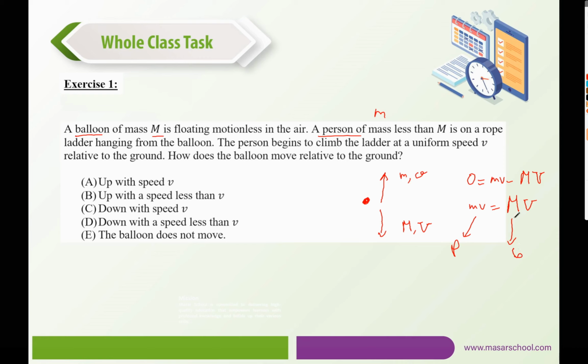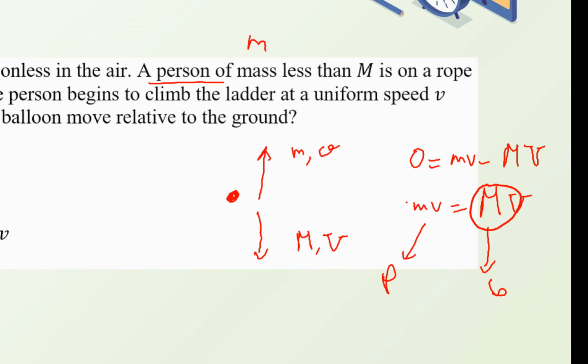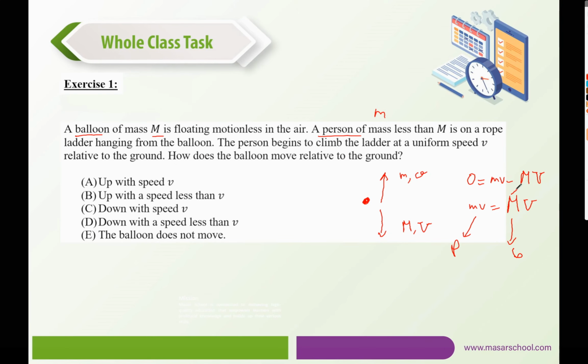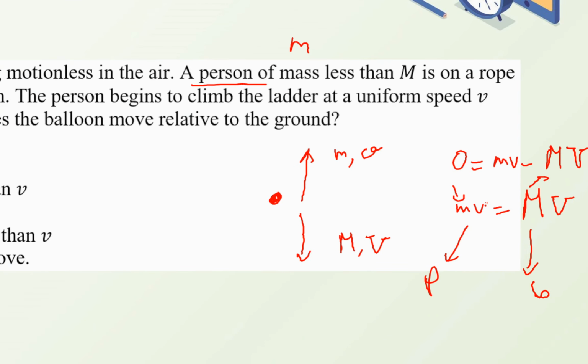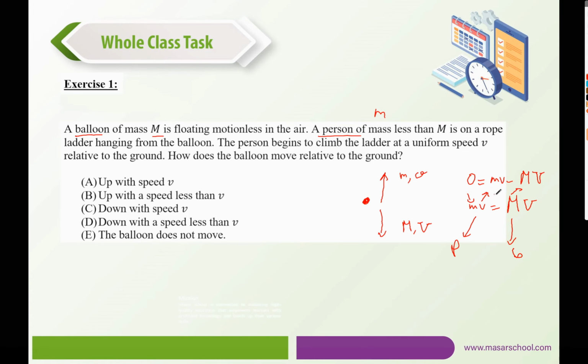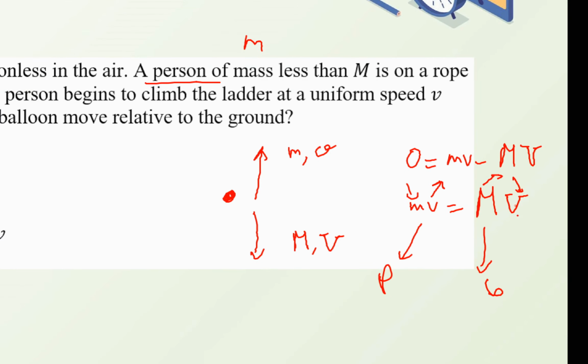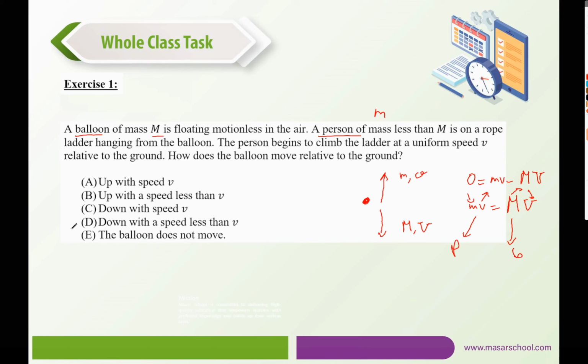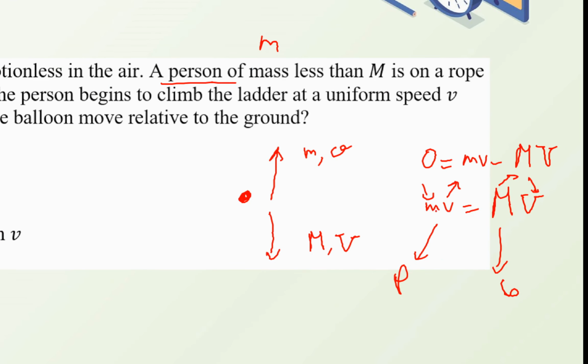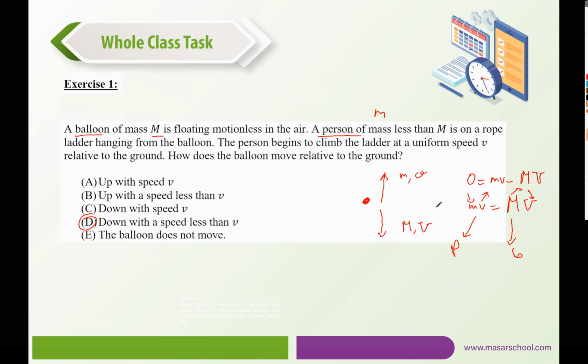In order for this equality to hold, if the mass capital M is greater than the small m, so this is big and this is small, which means that the small mass has a big speed, and the big mass should have a small velocity in order for the product to be conserved, which means that the balloon will move downward with a speed less than v in order for the product capital M multiplied by capital V to be equal to m multiplied by v for the person.